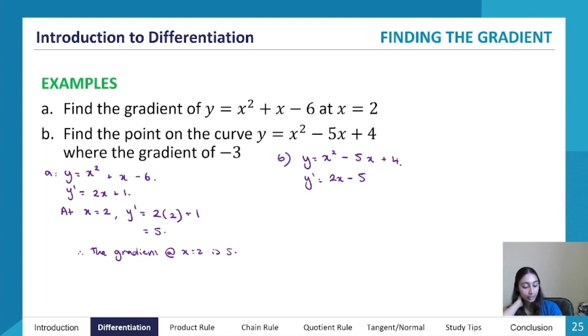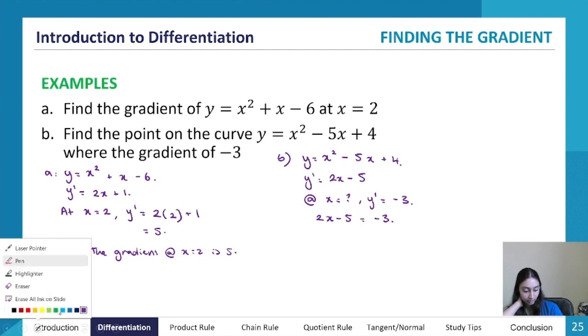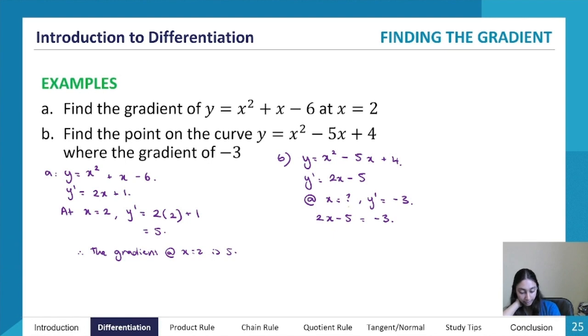Now, what I'm going to do is I'm going to say at x is equal to what will make y dash equal to minus 3. Right? And now I need to solve for that. So 2x minus 5 is equal to minus 3. So let's do our reverse algebra. Let's change the color to yellow again. I'm going to plus 5. So 2x is equal to 8. x is equal to 4.